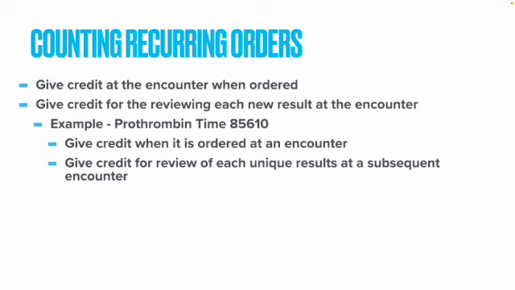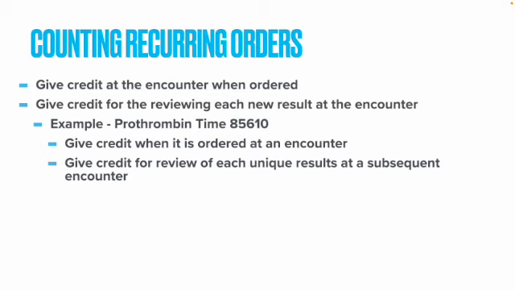All right. What about when a provider writes a recurring order? That trips some coders up. But they give very clear guidance on that. They said what you want to do is give credit at the encounter when the recurring order is written. And a good example that they gave was the PT time test, that CPT code 85610. So you have a provider that might say, I want this patient to have a PT time test every month.